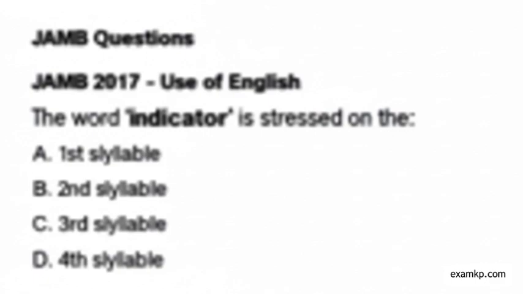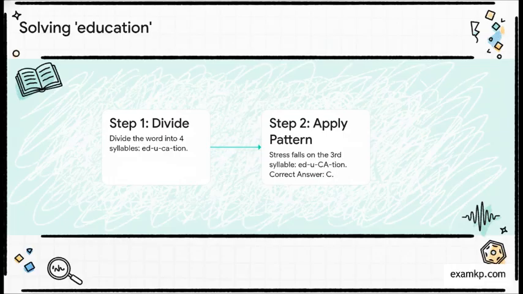Okay, let's fire up our toolkit one more time. This one's a classic JAMB Use of English question from 2017. The word is education. The question is, where's the stress? The process is exactly the same, which is the beautiful part. First, we divide the word. Ed-u-ca-tion, 4 syllables. Now we apply the stress pattern. When you say it, education, the stress lands loud and clear on that third syllable. That makes C the correct answer.